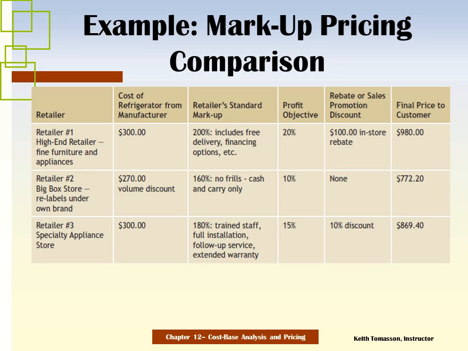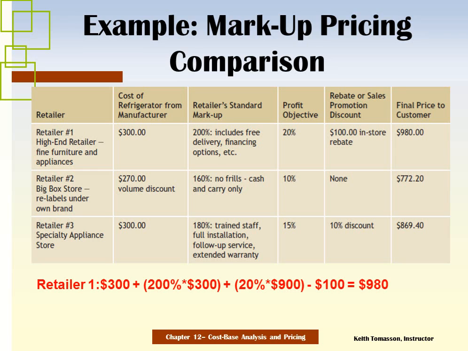So let's take a look at our first retailer. Our first retailer is a high-end retailer of furniture and appliances. And they purchase the product from the manufacturer for a cost of $600.